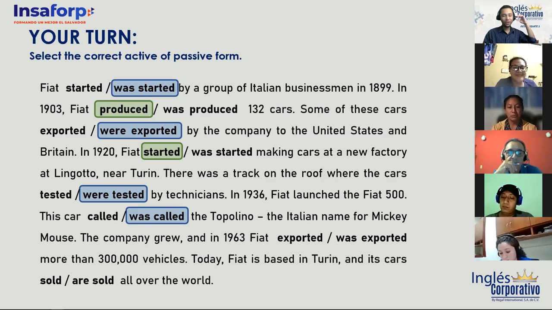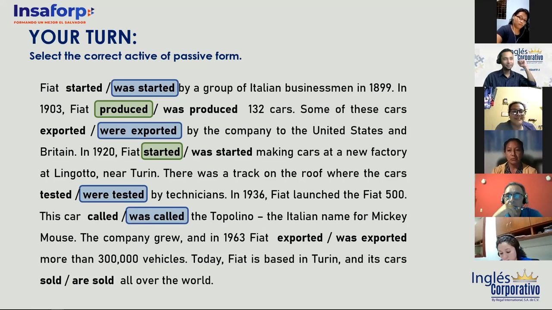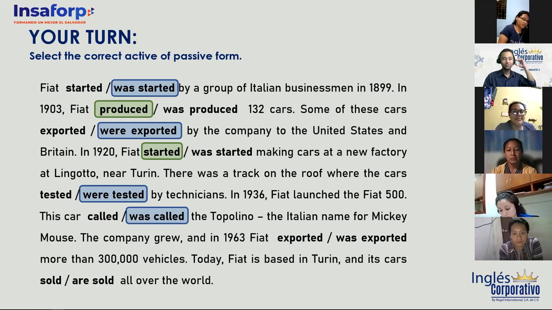Thank you. What about the next one? Estela. The company grew, and in 1963, Fiat exported more than 300,000 vehicles. Very good. Thank you, Estela.